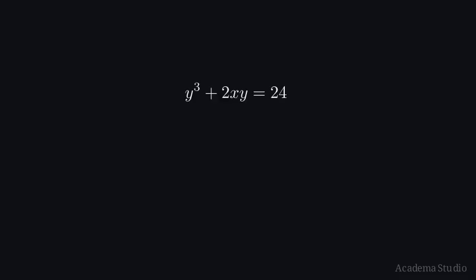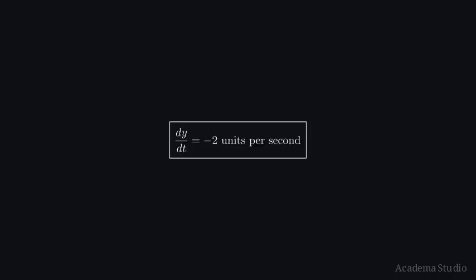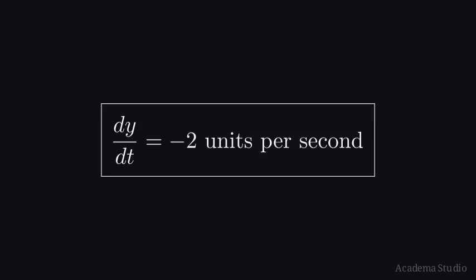Part D is a related rates problem. Both x and y change with time. x equals 4. y equals 2. The derivative of y with respect to t equals negative 2. Find the derivative of x with respect to t. The word decreasing tells us that the rate is negative. Therefore, dy divided by dt equals negative 2 units per second, not positive 2. The final answer: the derivative of y with respect to t equals negative 2 units per second.